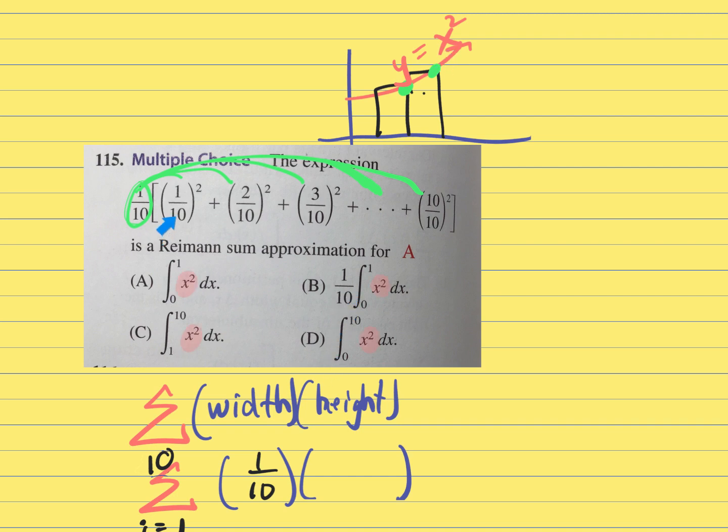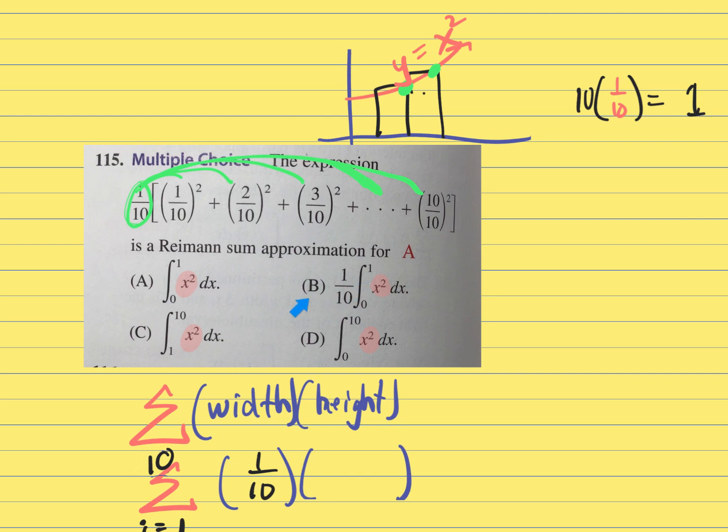To figure that out, look at what our x values are that we're putting into the function y equals x squared to get our heights. 1/10, then 2/10, then 3/10. So we can see that our widths are 1/10. And if we do that 10 times, then from the lower limit of integration to the upper limit of integration, we must have a span of 1, which rules out from 0 to 10.